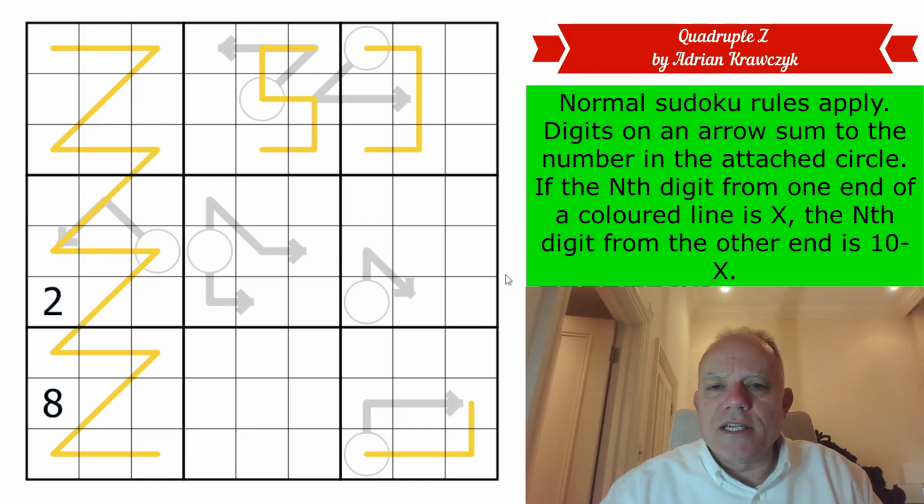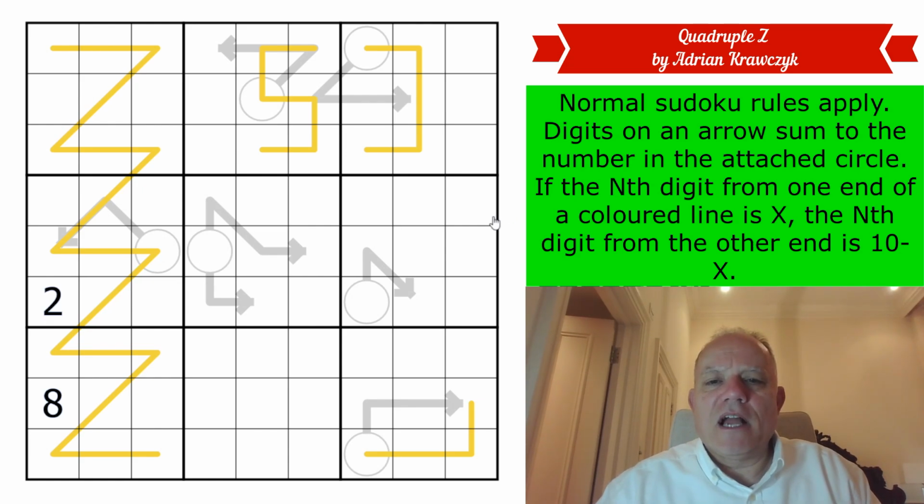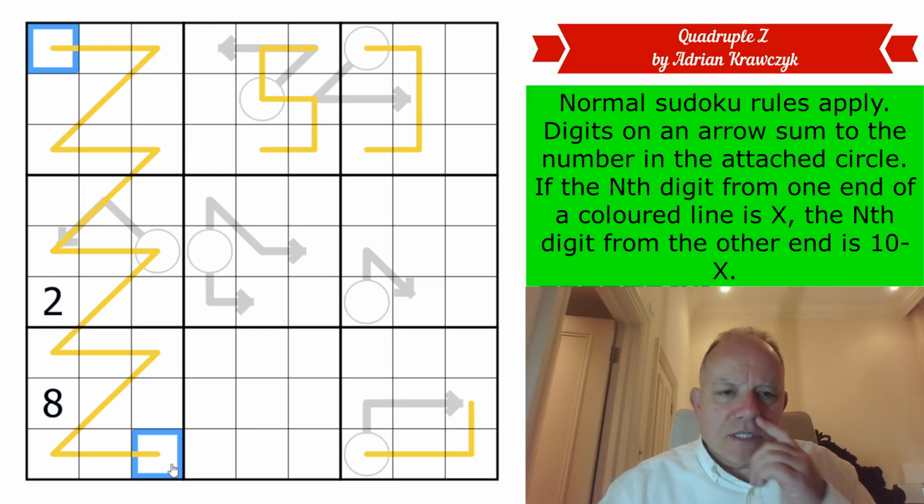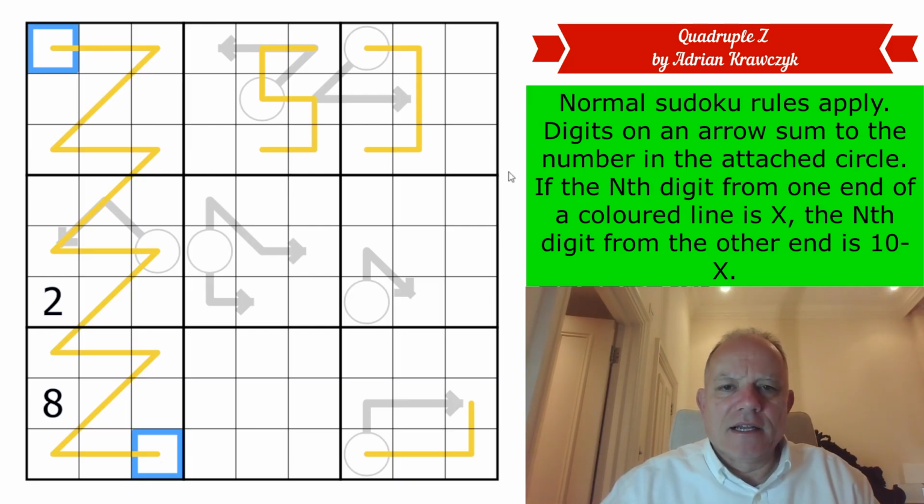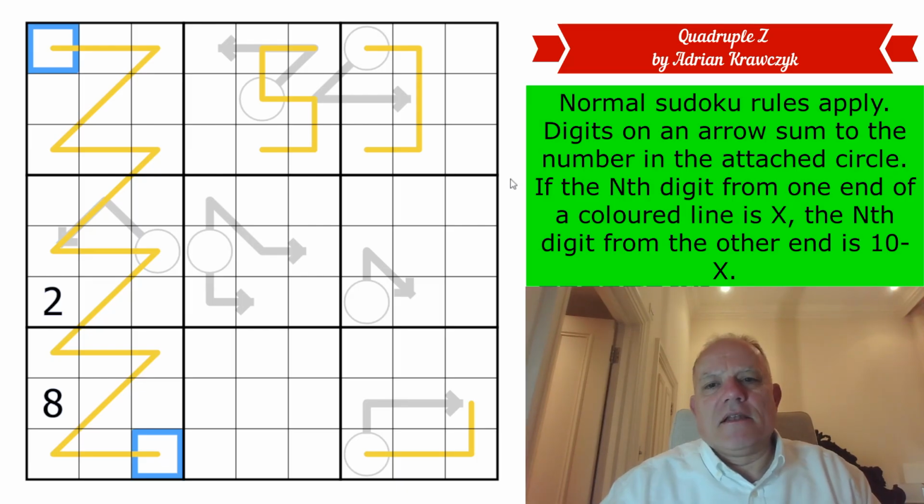So the rules are these. Normal Sudoku rules apply. Digits on an arrow sum to the number in the attached circle. So far, so normal. If the nth digit from one end of a coloured line is x, the nth digit from the other end is 10 minus x. So if this is a 1, that's a 9. So it's a sort of freaky palindrome where the opposite ends add up to 10. They're like disconnected X's or something.